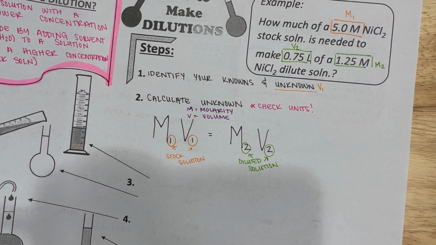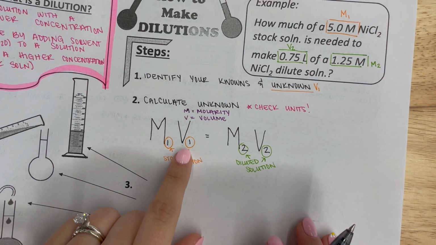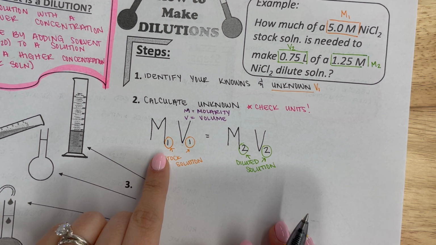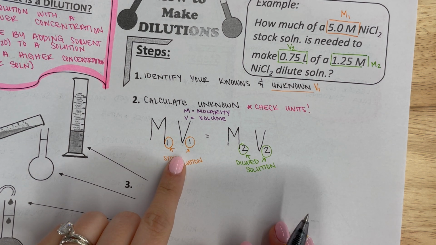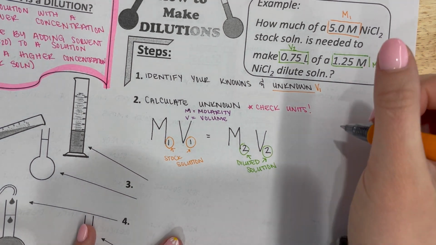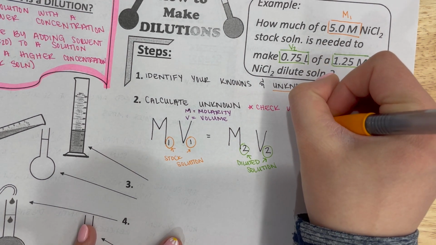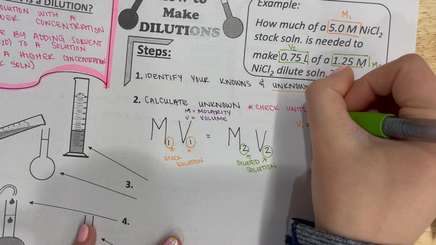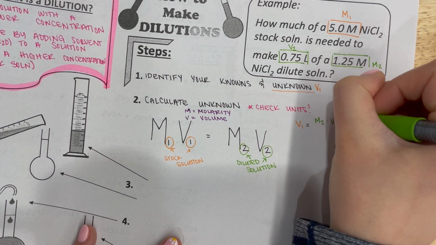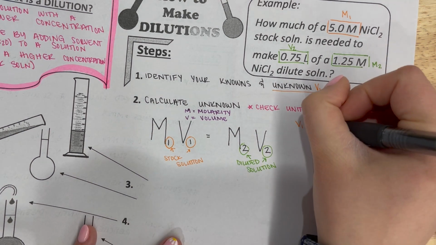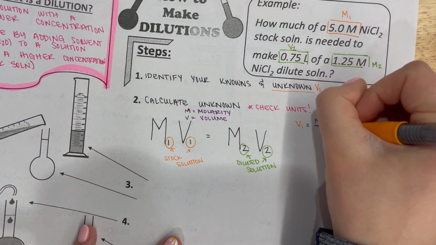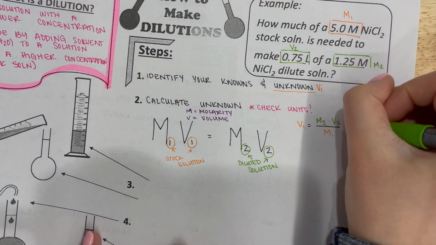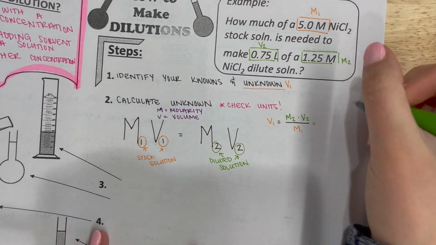Okay, if we're trying to get V1 by itself, that's our unknown, we would need to get that by dividing both sides by this M1. And that would leave us with the equation V1 is equal to M2 times V2 over M1. So we can plug in and see what we have as an answer.